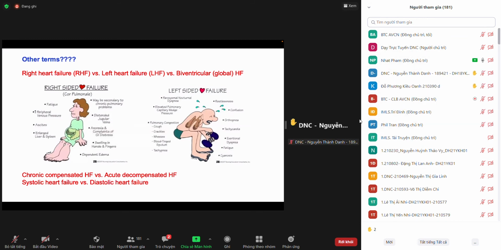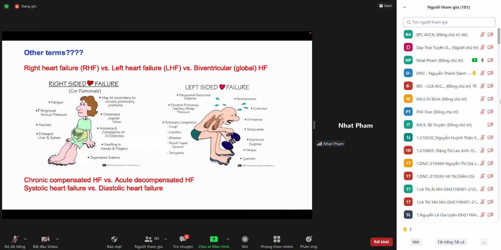Sometimes I hear about acute on chronic, so how does it differ from acute? So sometimes we hear about chronic heart failure, sometimes we hear about acute heart failure, and sometimes we hear acute on chronic heart failure. So what is the difference between those?